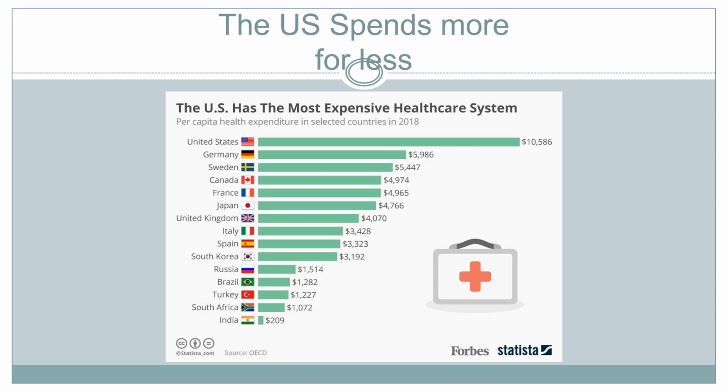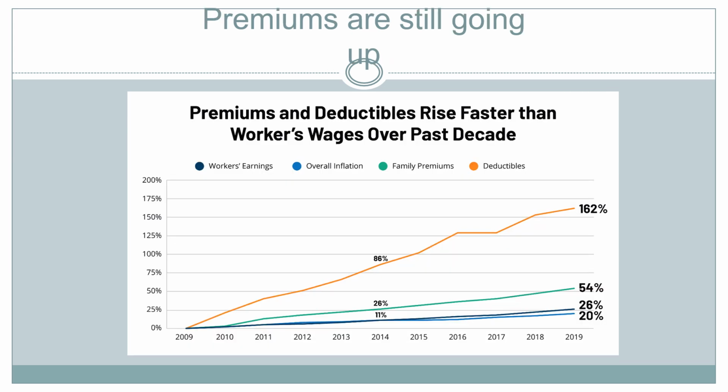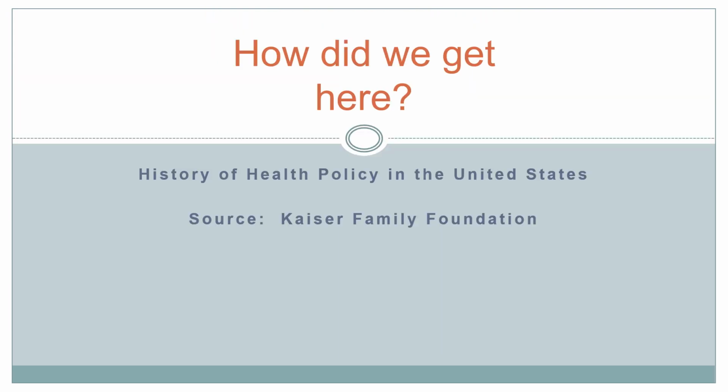And I think this is a couple of years old. This is actually 2018, and the numbers are even worse now. We're almost double the rate of the nearest country, which is Germany. These numbers are really very far out of whack. And also, healthcare premiums are going up. You'll see that the premiums and deductibles have been rising faster than wages over the past decade. So we're spending more and we are getting less in the process.